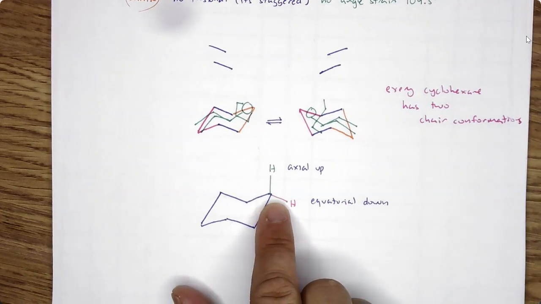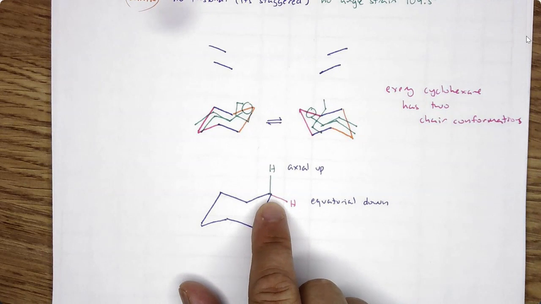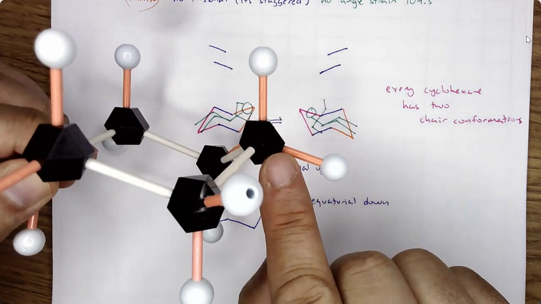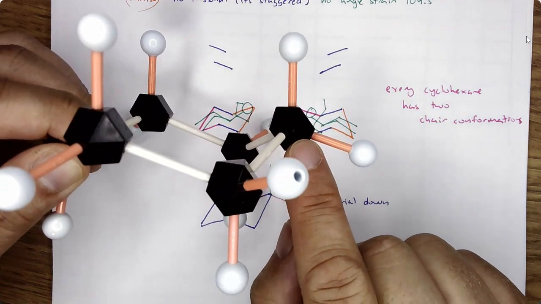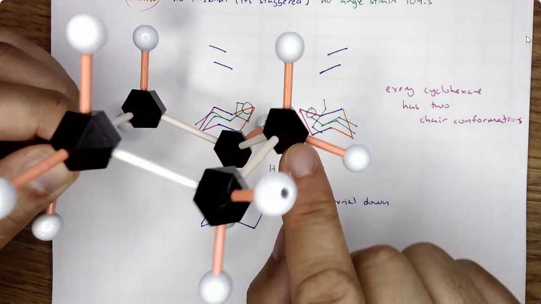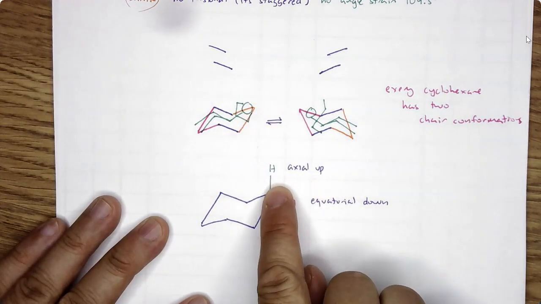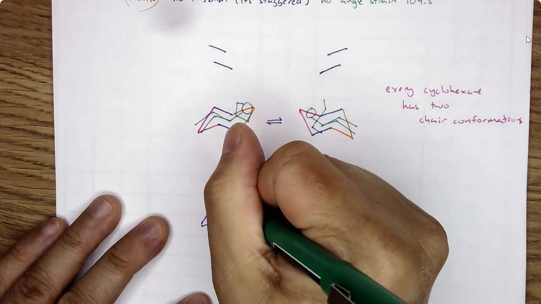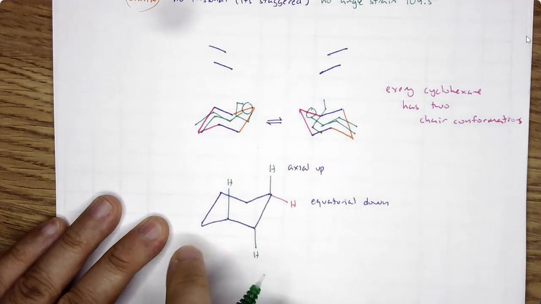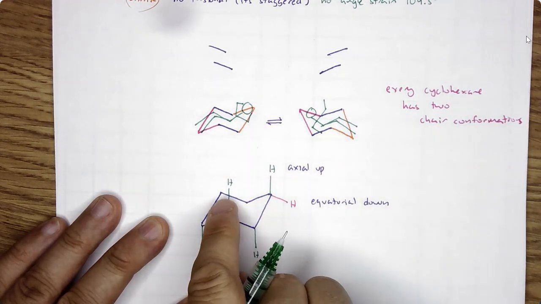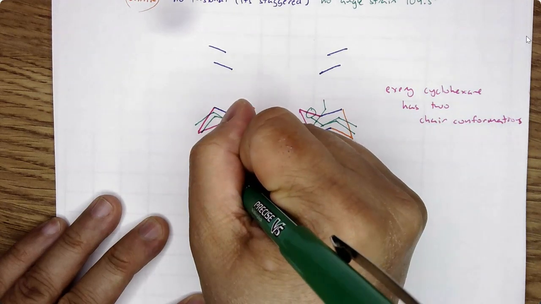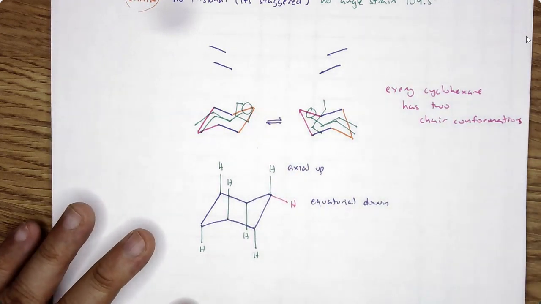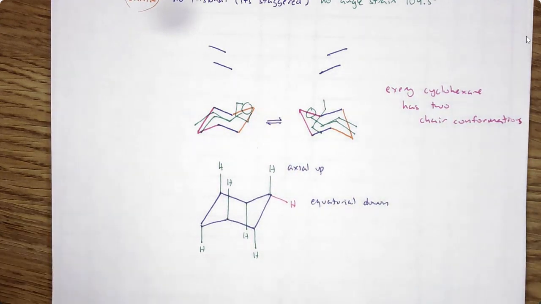If you could get that corner right, the northeast, New Jersey, and you can see it on your model, the rest of the hydrogens alternate. What do I mean by that? Axial up, next carbon, axial down. Next carbon, axial up. Next carbon, axial down. Next carbon, axial up. Last carbon, axial down.